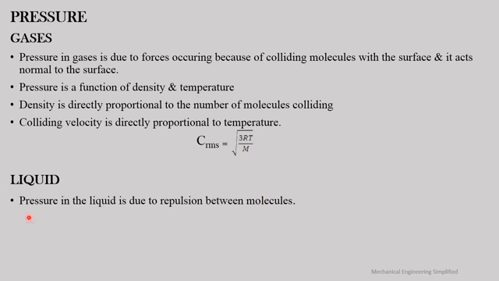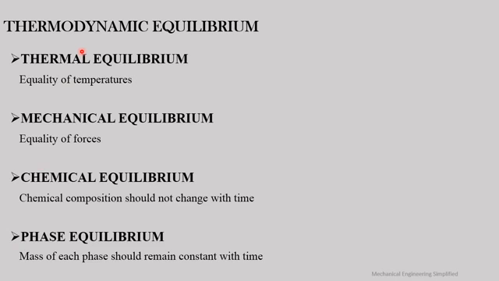Then we have thermodynamic equilibrium. What is it? Thermodynamic equilibrium consists of four equilibriums. What are those? Thermal equilibrium, mechanical equilibrium, chemical equilibrium, and phase equilibrium. For the system to be in thermodynamic equilibrium, or complete equilibrium, all those four, please mind it, must be satisfied. If any one of them is not satisfied, we cannot say that the system is in thermodynamic equilibrium.